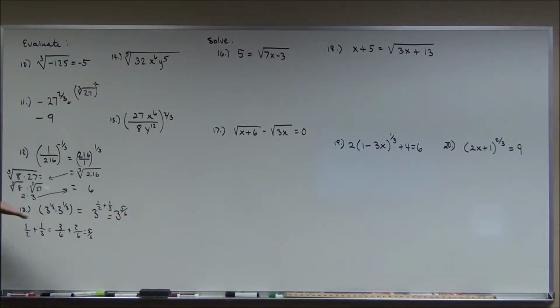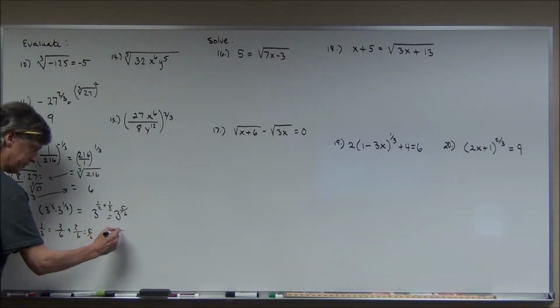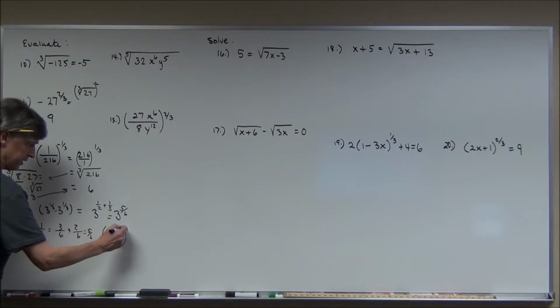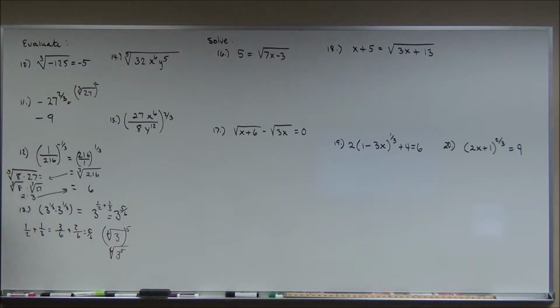Now, if he wants it written as a radical, that's the index, that's the power. So you could write this as the 6th root of 3 to the 5th power, like this if they wanted it. Or the 6th root of 3 raised to the 5th power, putting it on the inside. I'm going to guess they probably want that.